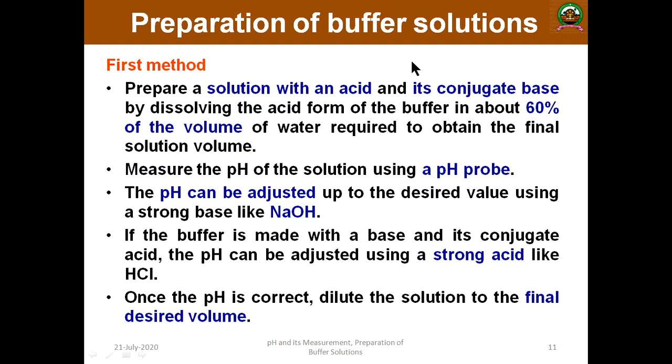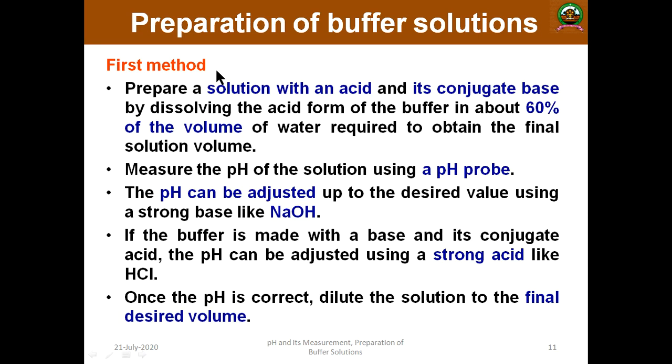Then the next one is the preparation of the buffer. How will you prepare the buffer? We have discussed what a buffer is. In the previous class we discussed that a buffer is a chemical solution which resists change in pH when you add acid or alkali. It has an equal concentration of acid and base. So how will you prepare a buffer? The relation between the pH, the pKa and the acid and base is known as the Henderson-Hasselbalch equation, which we discussed in the previous class.